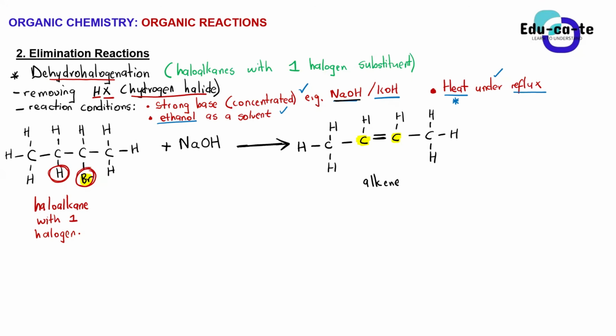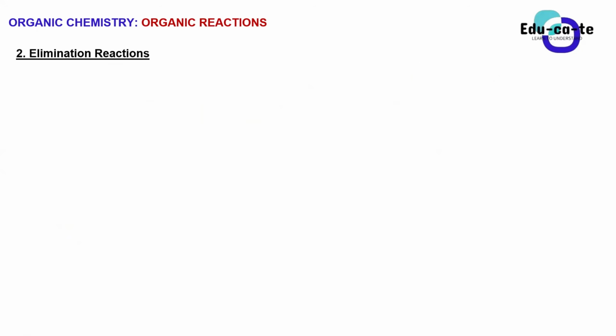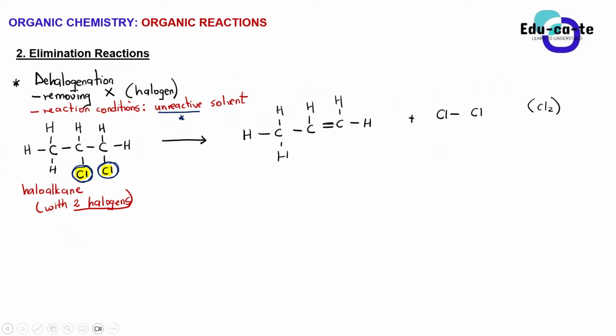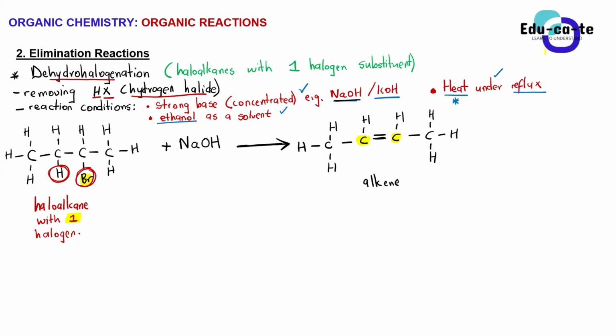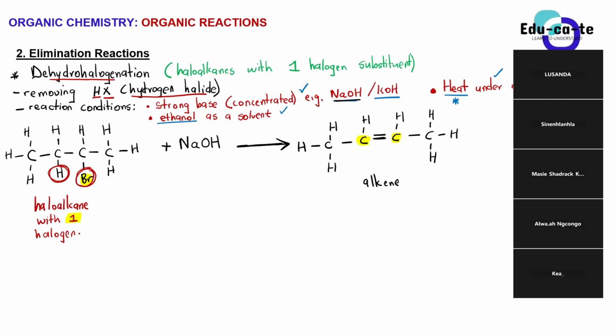Yes. So we're removing a hydrogen and a halogen, and we say that this reaction can only happen on a haloalkane that has only one halogen. It can never happen on a haloalkane with two halogens, because if a haloalkane has two halogens, it will undergo dehalogenation. If it has two halogens, such as here, this one has Cl and this one has also Cl. We have two halogens on the haloalkane. This one can undergo halogenation.